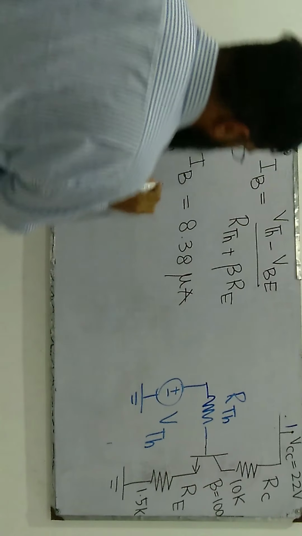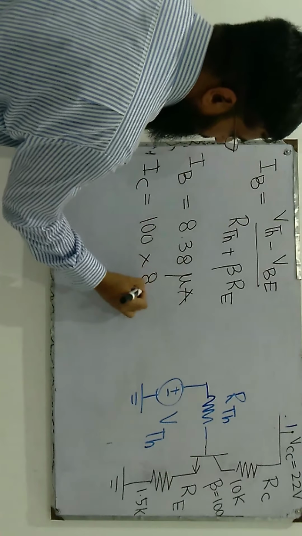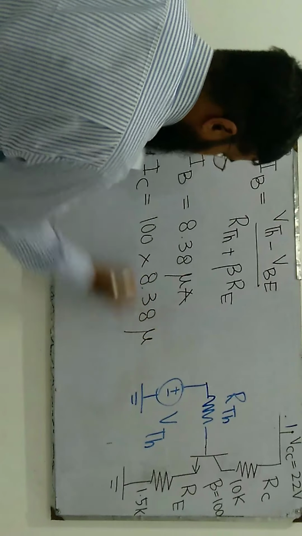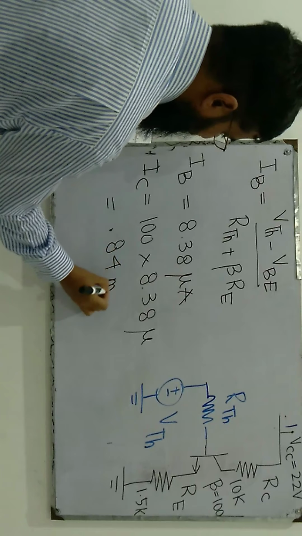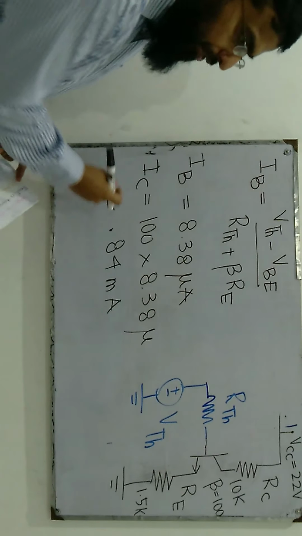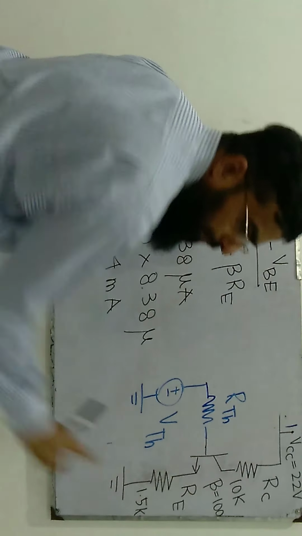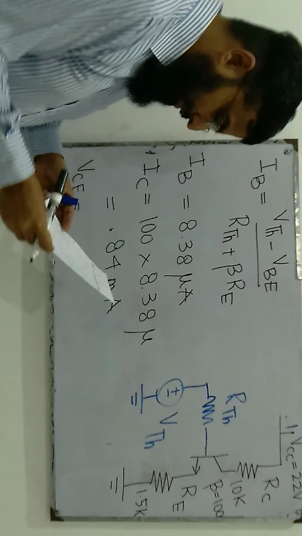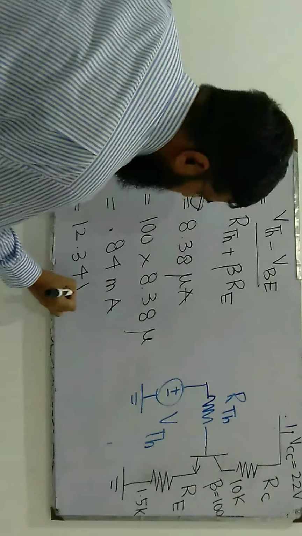Since beta is 100, IC is 100 times 8.38 micro, which yields 0.84 milli. In the output loop equation, we put the value of IC to find VCE. We have written the output loop equation in many of our previous lectures. The output loop equation yields VCE of 12.34 volts.